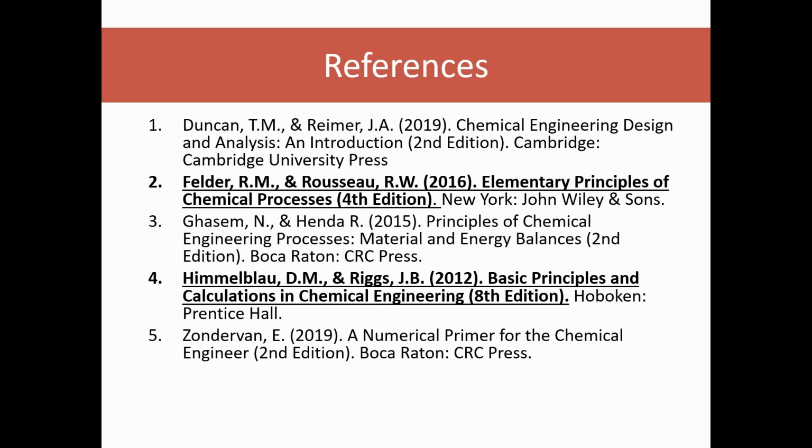There are a few references that I use to prepare the notes for this lecture, and these are the references that I normally refer to. Most of the time, I would suggest you find these two textbooks, number 2 and number 4: Felder, Elementary Principles of Chemical Processes, and Himmelblau, Basic Principles and Calculations in Chemical Engineering. If you have time, please go to the library and find these textbooks, because most of the time I refer to them in order to prepare for the lectures.